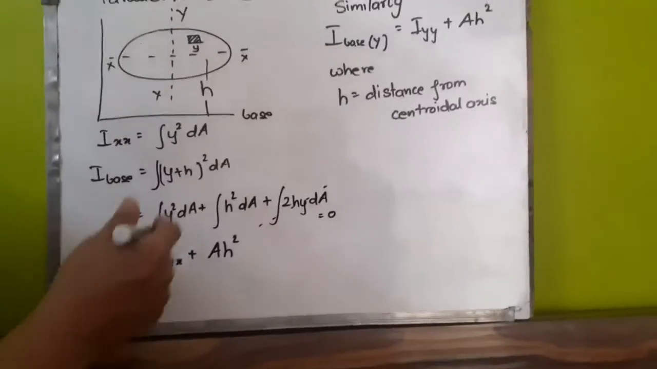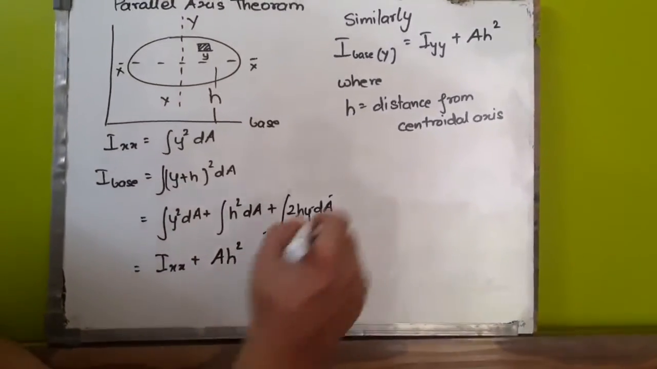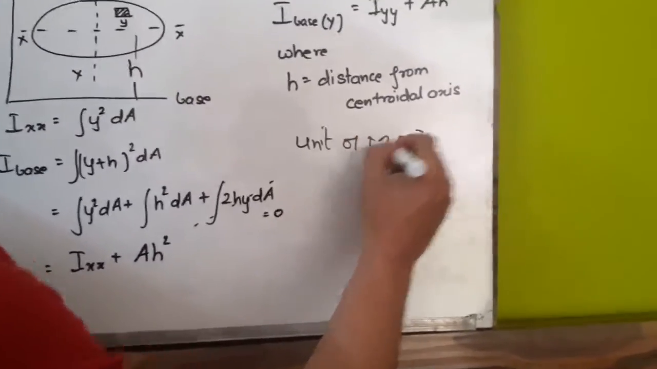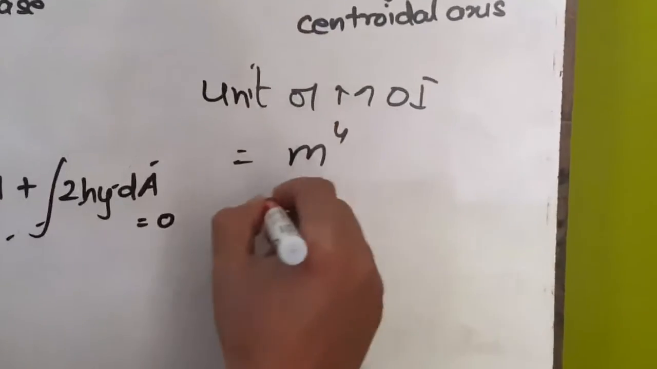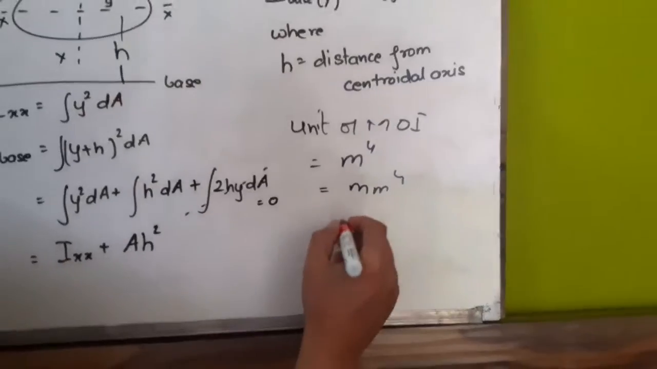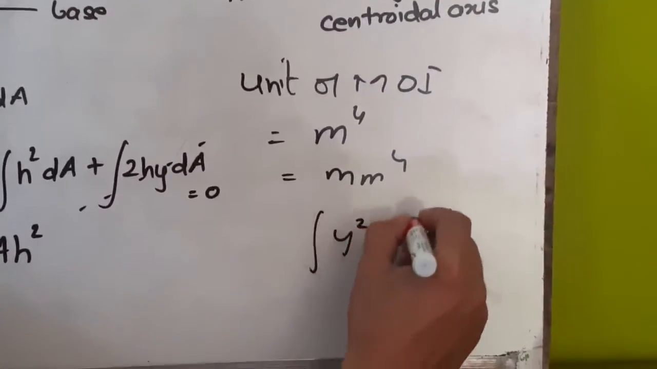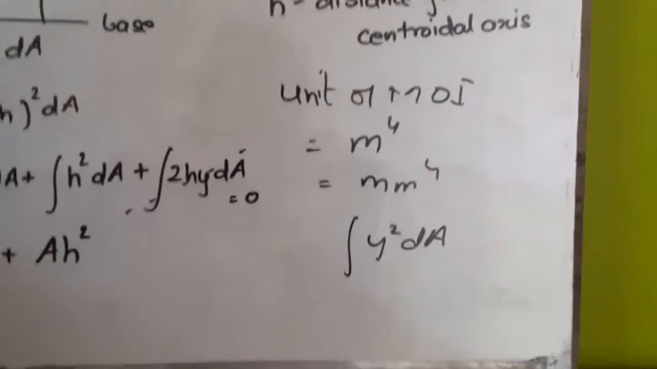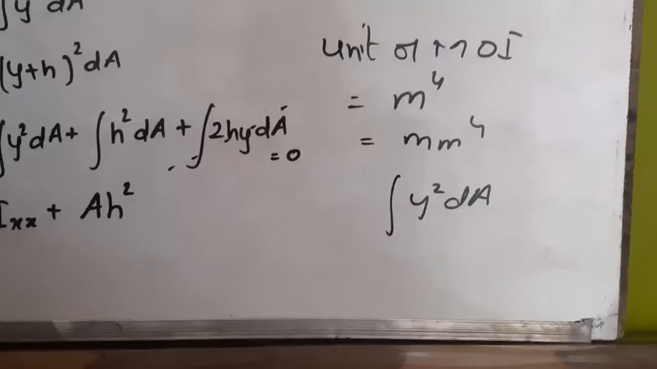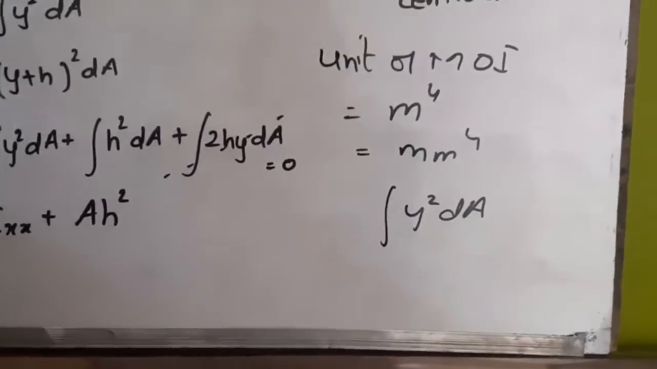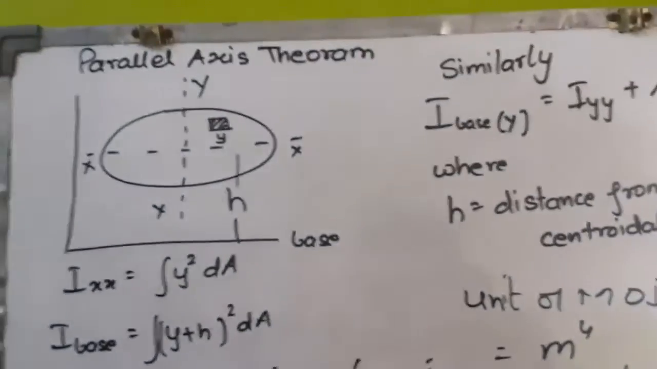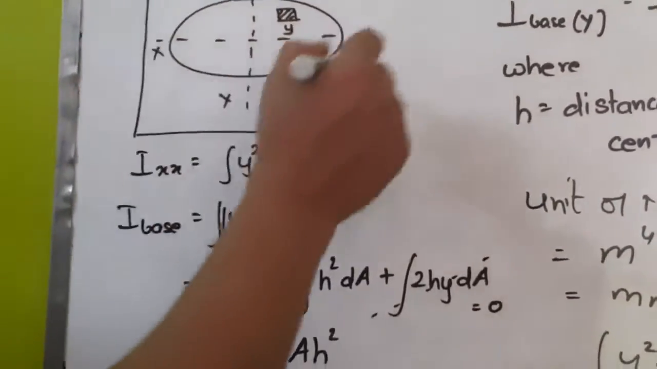So until now it is very clear that the unit of moment of inertia will be meter to the power 4 or mm to the power 4, because it is integral y square dA. So y is the distance in either meter or mm, and area is again meter square. So the unit of area moment of inertia is mm to the power 4 or meter to the power 4. So coming back to the parallel axis theorem, let us say that this is an arbitrary shaped body.